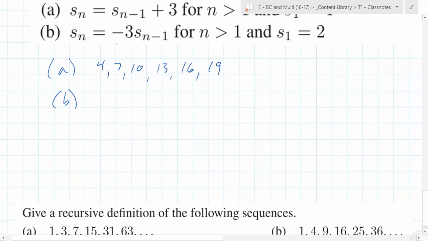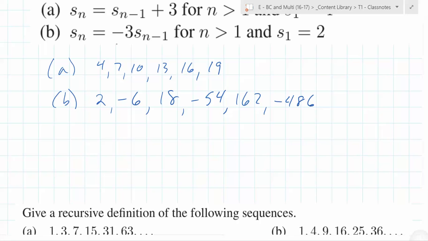Different group here. Do we have B? Anybody agree? What do we got for B? What is B up there? Is that 2, negative 6? I can't really. 2, negative 6, and then what? 18, negative 54, then what? 162, negative 486. Oh, look at that. They agree over here. The north side agrees.